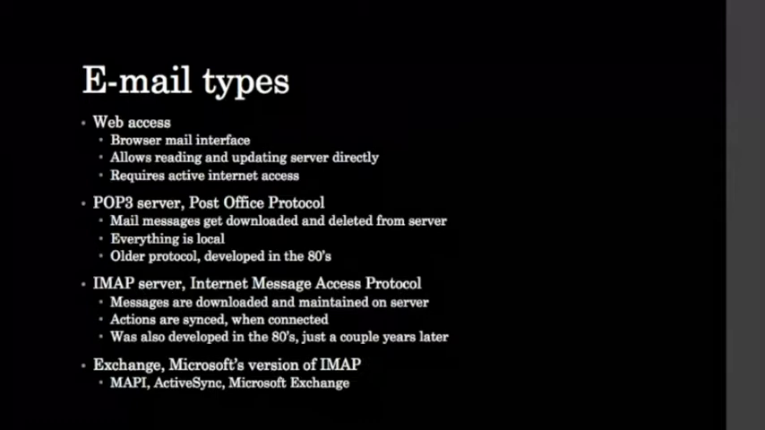Now, there's also Exchange, and you guys are probably familiar with this. It's Microsoft's version of IMAP. Why is this important? Well, we saw the computer usage data for the world. Exchange, Microsoft has a lot of the market, right? It's called MAPI. Sometimes it's called ActiveSync. Sometimes it's called Microsoft Exchange. It's just Microsoft's version of IMAP.